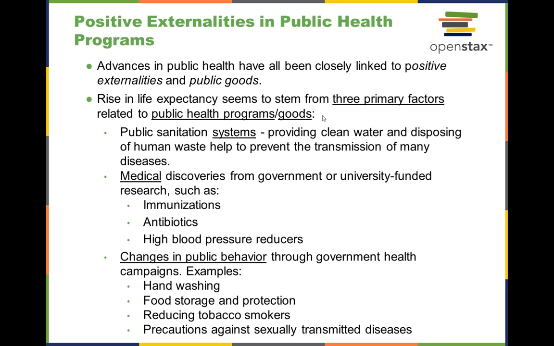Advances in public health have all been closely linked to positive externalities in public goods. Rise in life expectancy seems to stem from three primary factors related to public health programs and goods: public sanitation systems, clean water, and disposing of human waste; medical discoveries from government or university-funded research such as immunizations, antibiotics, and high blood pressure reducers; and changes in public behavior through government health campaigns. Examples: hand washing, which is exceptionally important during a pandemic; food storage and protection; reducing tobacco smokers; and precautions against sexually transmitted diseases.